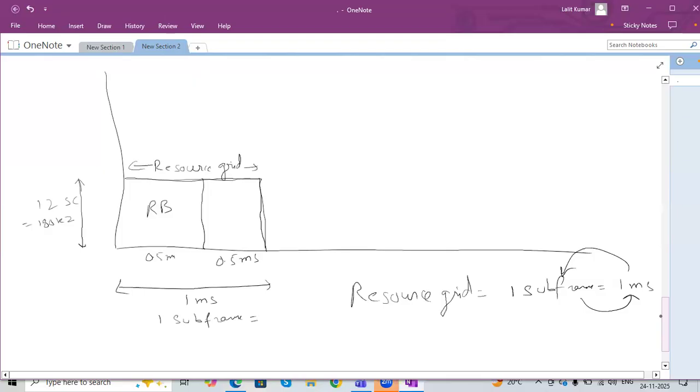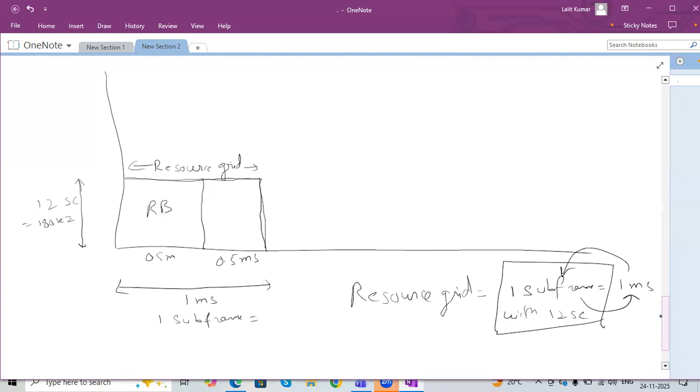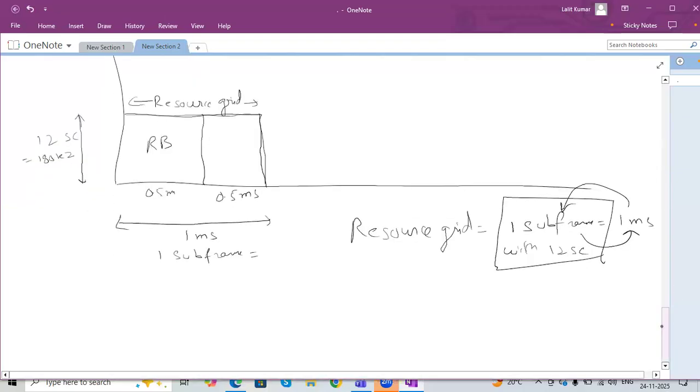So resource grid means one subframe up to 12 subcarriers. Resource grid means one resource block up to 1 millisecond, but the height will be up to 12 subcarriers only. So now you understood the difference between resource block and resource grid. Resource block will be this much, and till 1 millisecond will be resource grid.